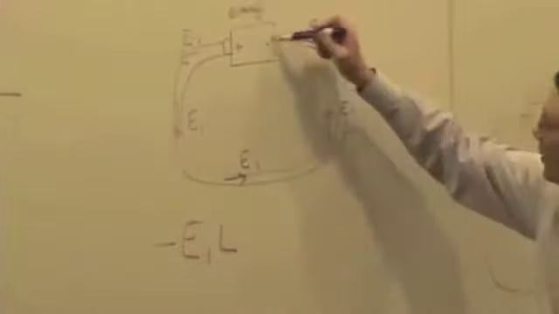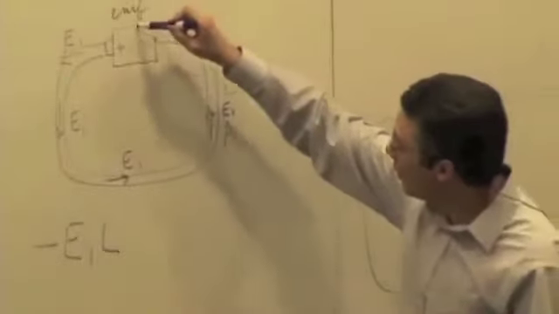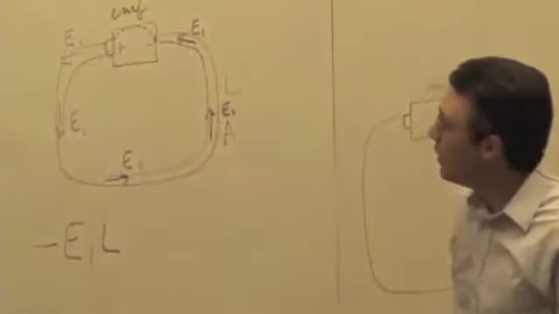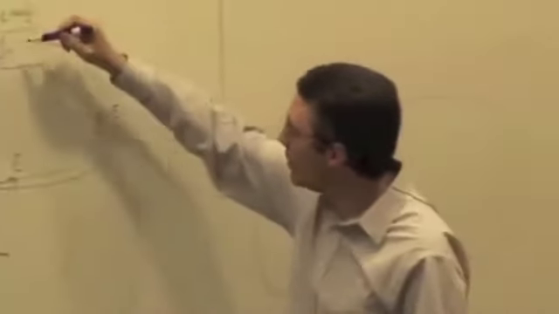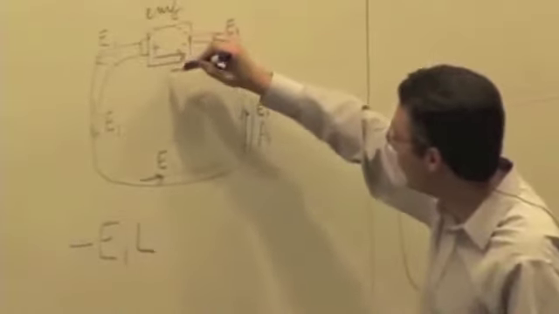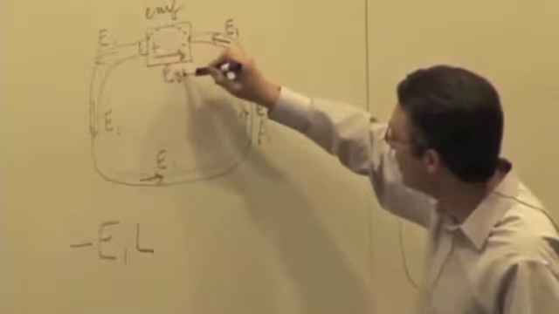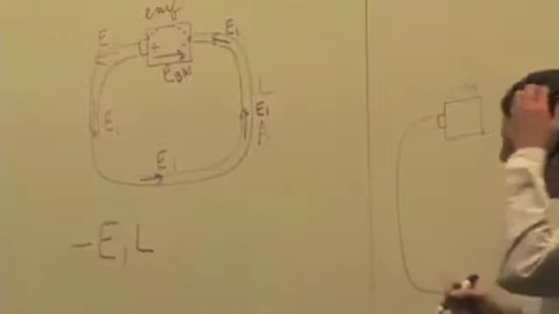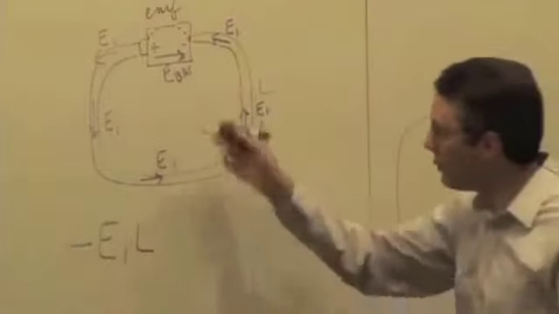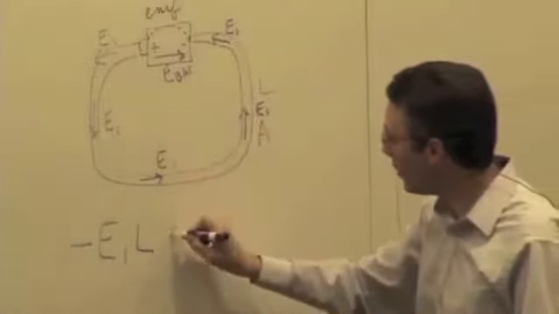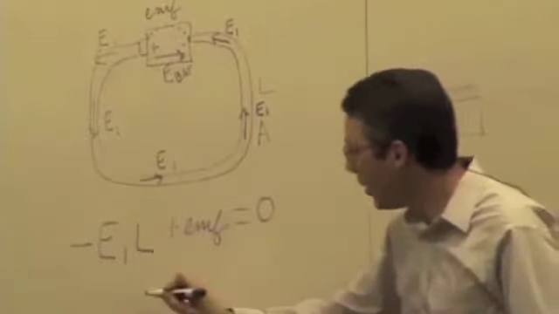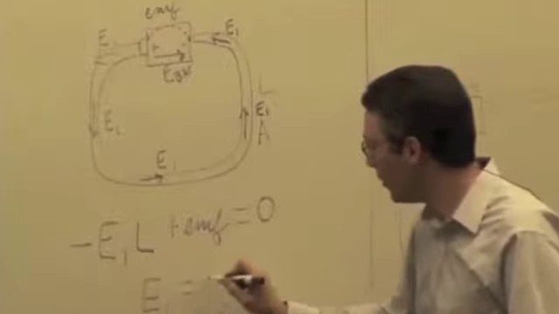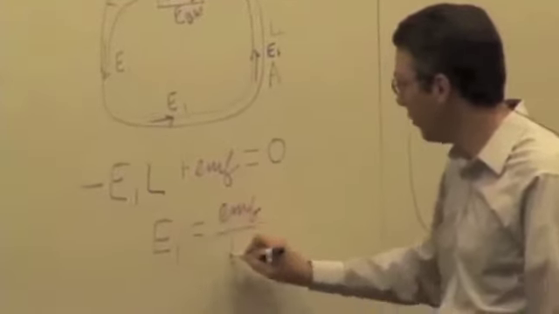And then I'm back to the negative terminal of the battery, and when I go across here, I get a positive or negative potential difference? I'm going positive, from the negative to the positive. I'm going against the direction of the electric field inside the battery, which is going to be different than E1. But that potential difference in an ideal battery has got to be numerically equal to the EMF. So I say minus E1 L plus EMF equals 0. I know that E1 is equal to EMF over L.